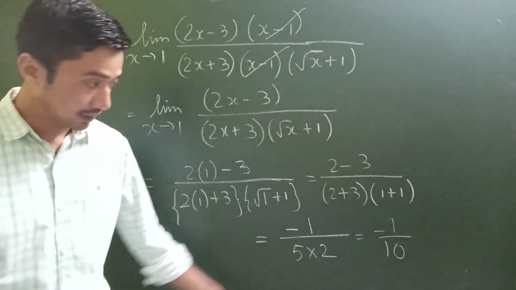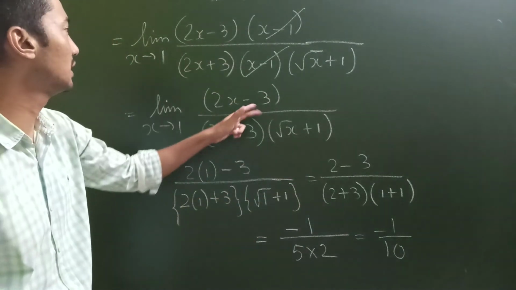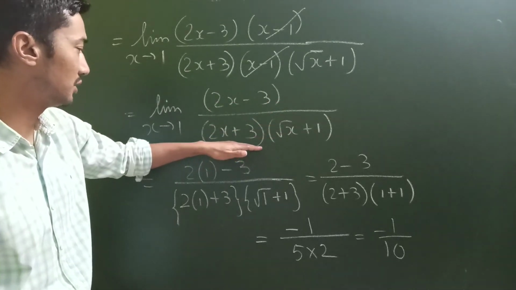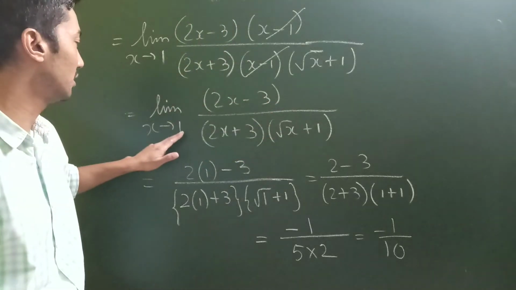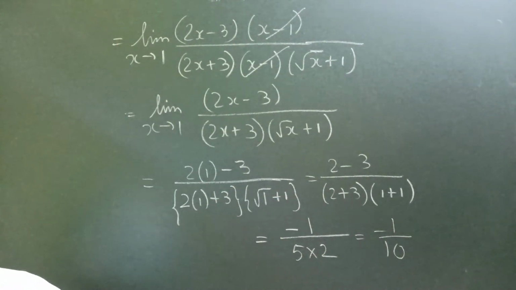Yeah, I think that's all right, especially leaving aside that topic, like 2x minus 3 over 2x plus 3 root 1. So now I know that I'm not going to get 0 by 0, so I remove the limit and use the value x equal to 1. So that's how I get minus 1 by 10.